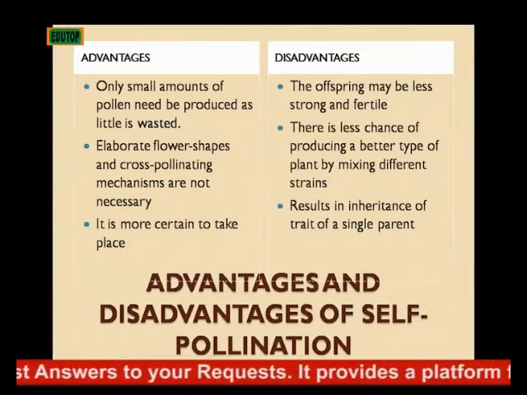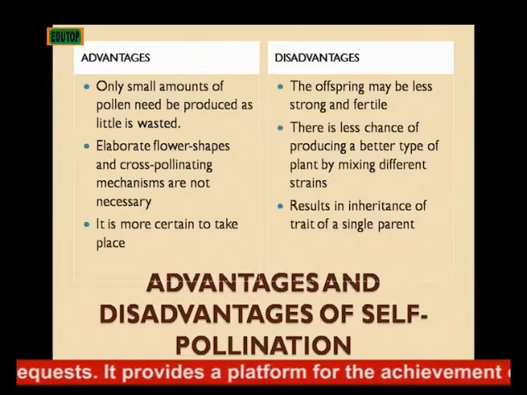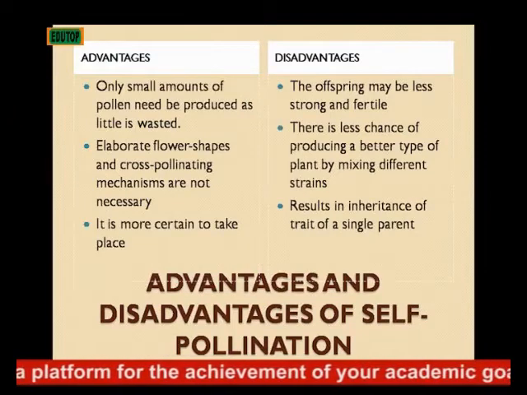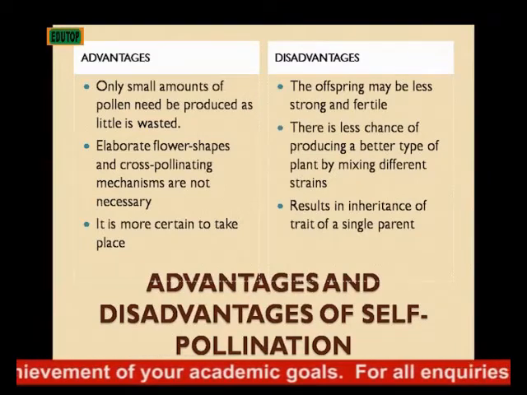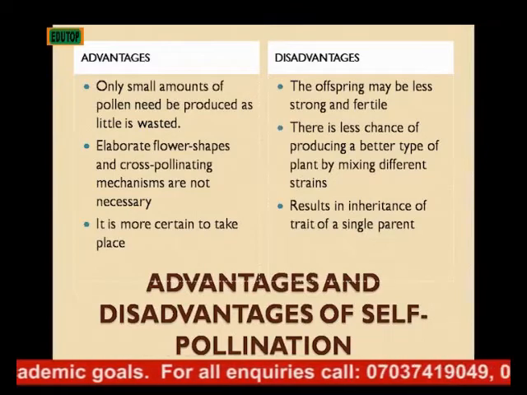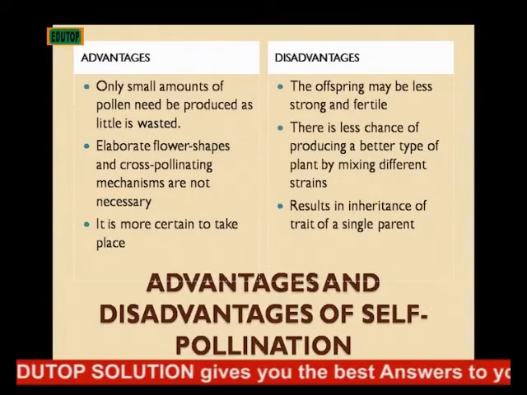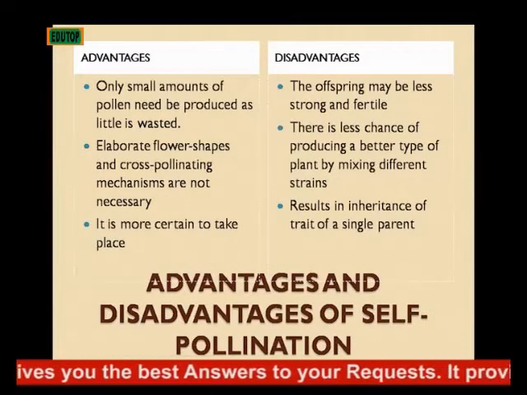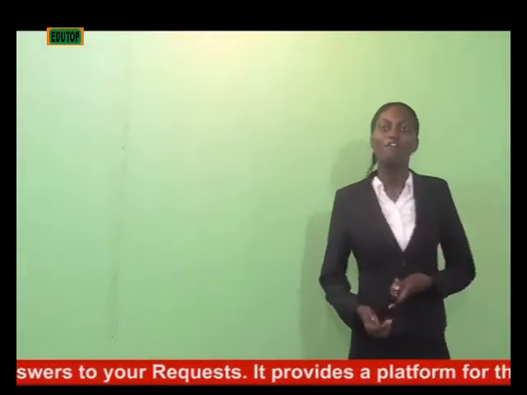Then the next disadvantage is that there is less chance of producing a better type of plant by mixing different strains. Still on that same point, the chance of producing a better strain, a better offspring rather, is very, very slim, since it is still the same plant that is pollinating itself. Then self-pollination results in inheritance of a trait of a single parent. It's still the same trait that you have, so there is no improvement in self-pollination.